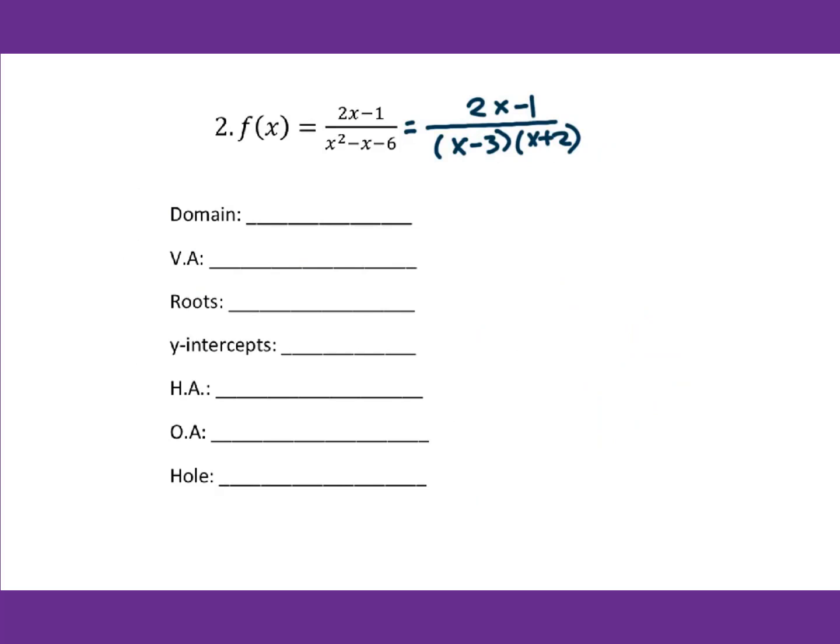Now let's go to number 2. For the domain, that's x not equal to 3 and negative 2. Vertical asymptote line x equal to 3, and also x equal negative 2. For roots, you will make the numerator equal to 0. Therefore, your x equals 1 over 2.